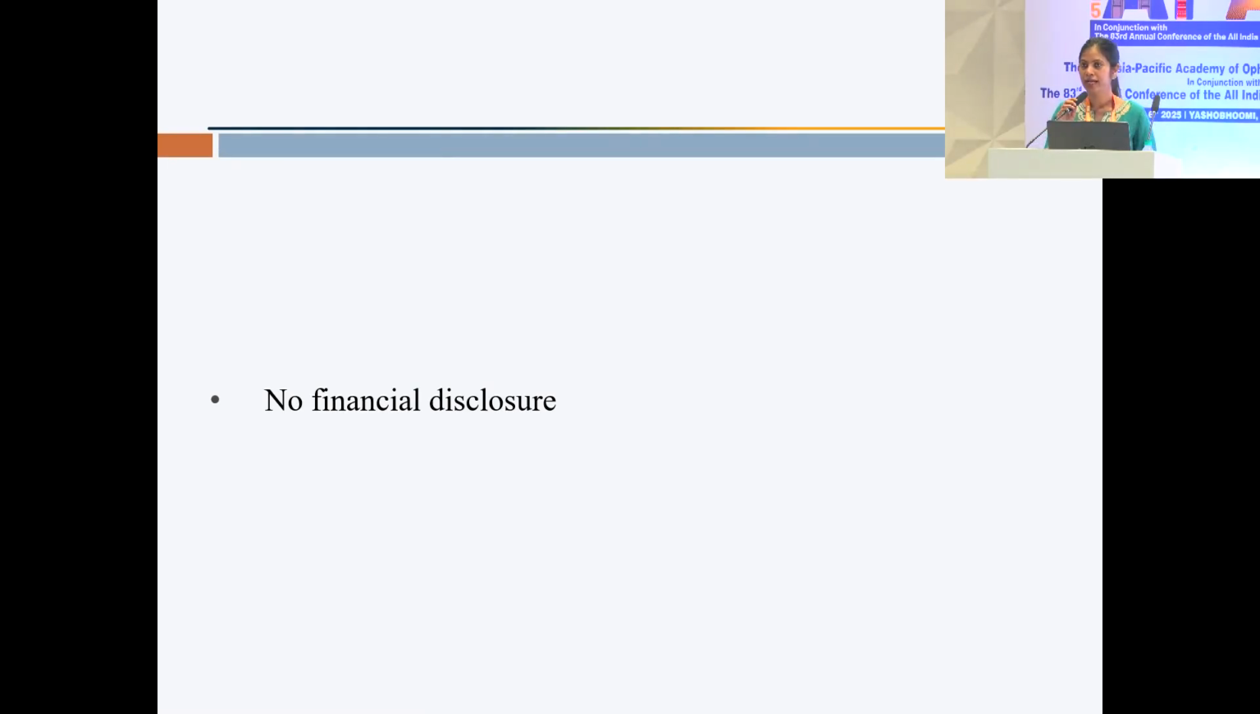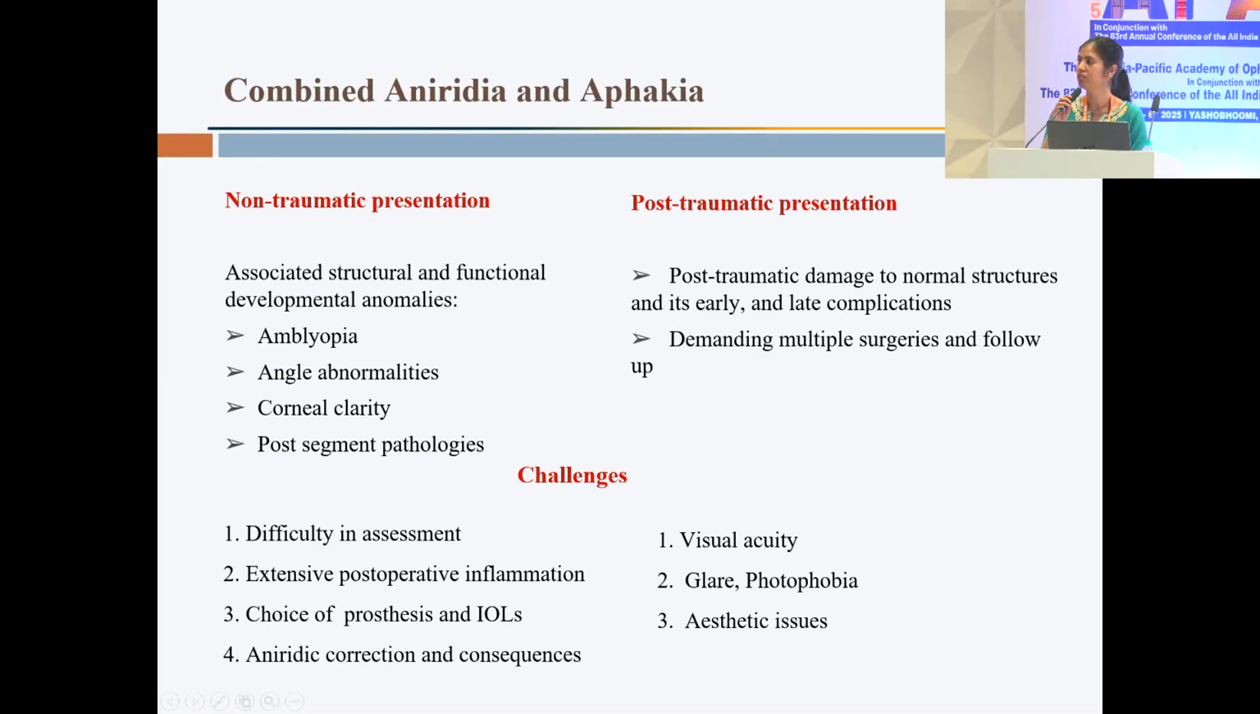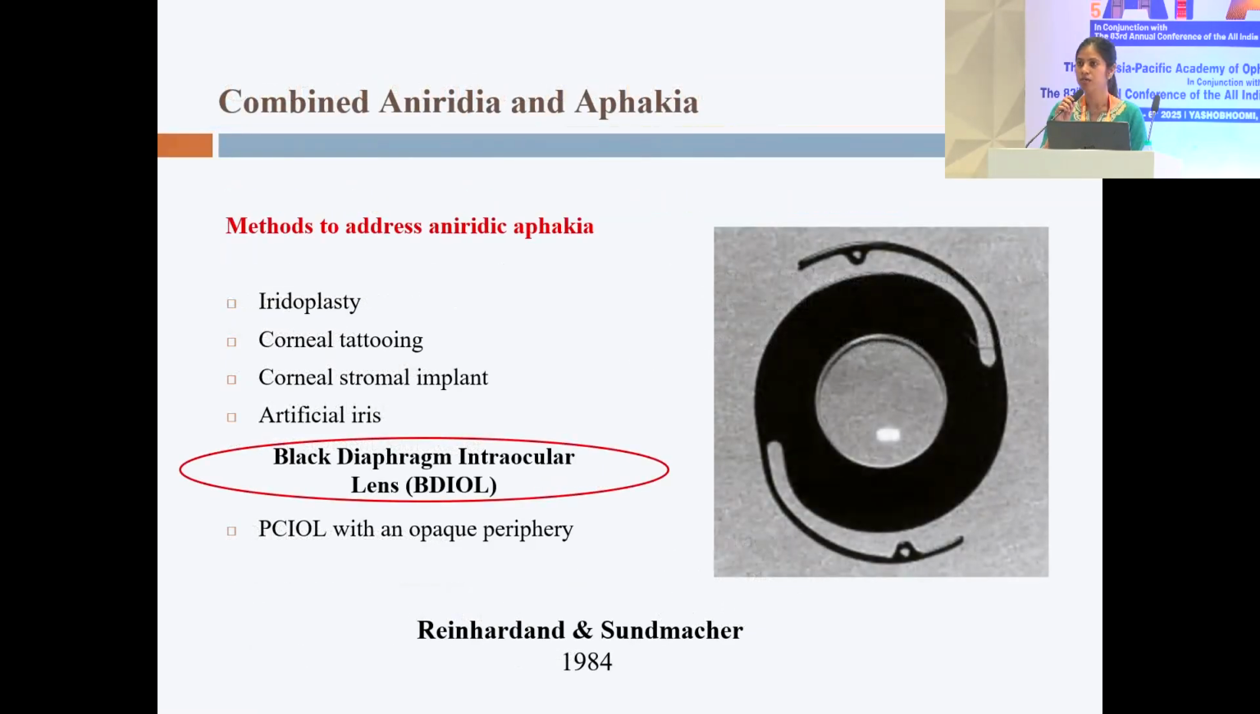So an intact iris and lens diaphragm is essential for crucial vision. In combined aniridia and aphakia, these patients have distinct challenges. These patients have a special concern not only for visual acuity but also for glare, photophobia and aesthetic issues. It was the landmark study by Reinhardt and Sundmaker who used the BD-IOL to manage this situation.